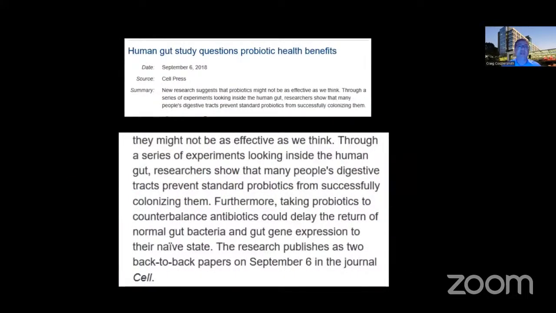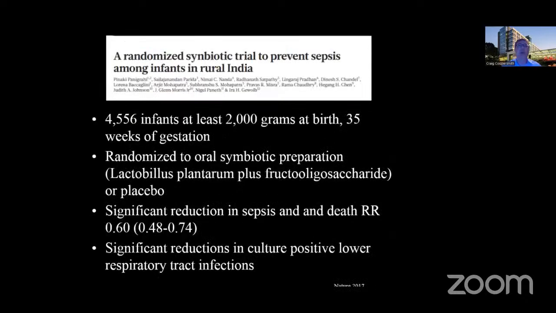Also worth mentioning is this. Human gut studies question probiotic health effects. This is based upon 2 studies that came out in Cell. Through a series of experiments looking inside the human gut, researchers showed that many people's digestive tracts actually prevent standard probiotics from successfully colonizing them. In addition, taking probiotics to counter antibiotics could actually lead to delay of normal gut bacteria and gut gene expression.